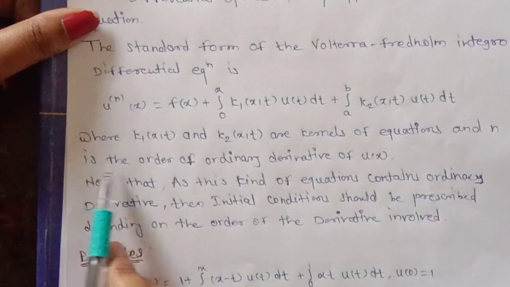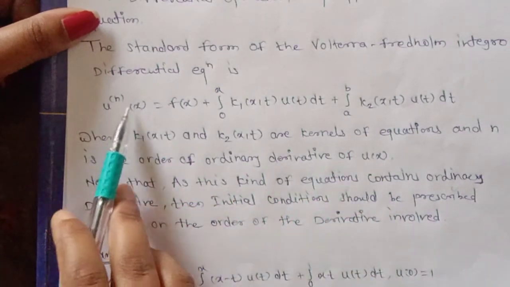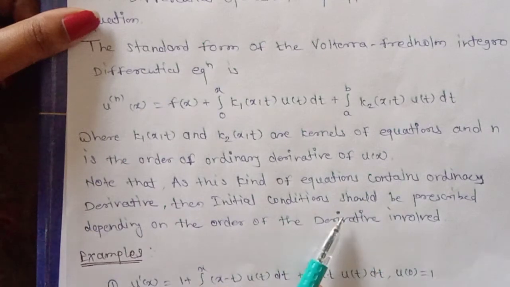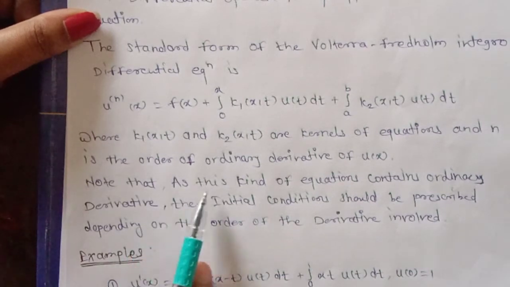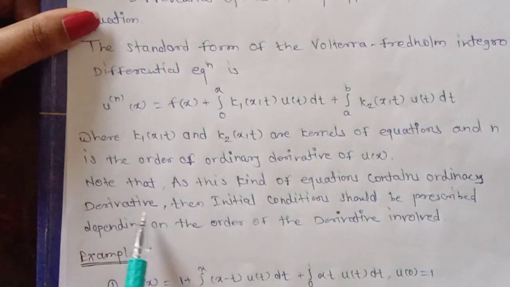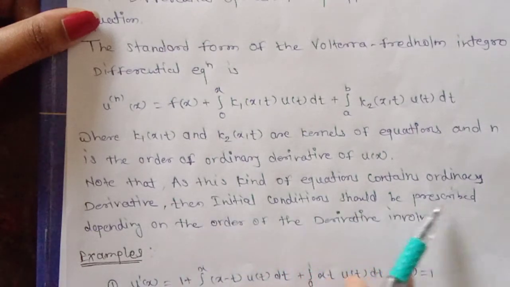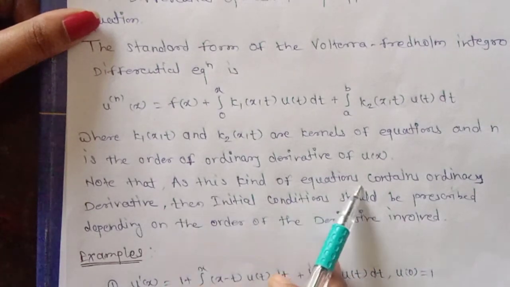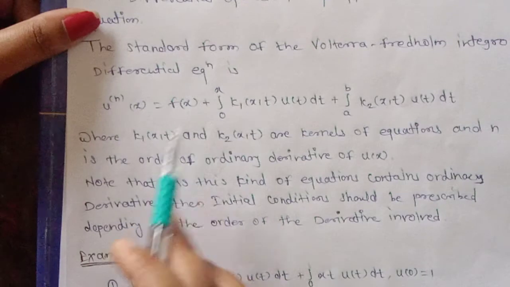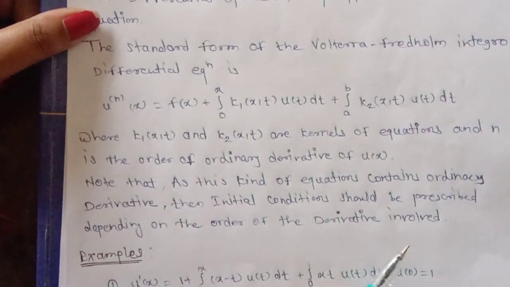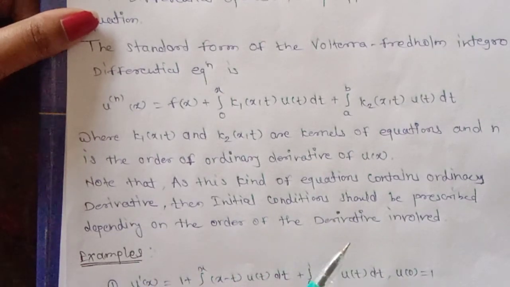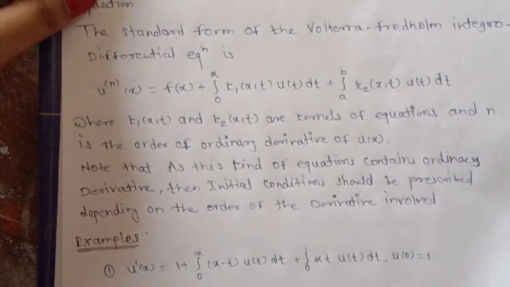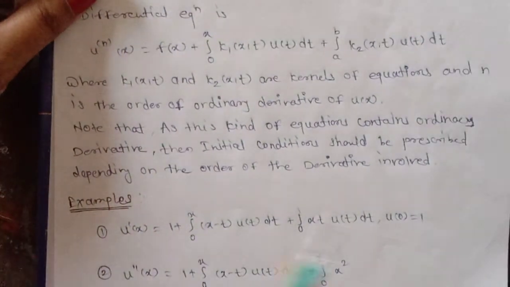These are the kernels, and n is the order of the ordinary derivative of u of x, which is the order of the unknown function u of x. Now note that as this kind of equation contains an ordinary derivative, initial conditions should be prescribed depending on the order of the derivative involved. So if an initial condition is prescribed for this equation, it depends on the order of the derivative involved in that equation.